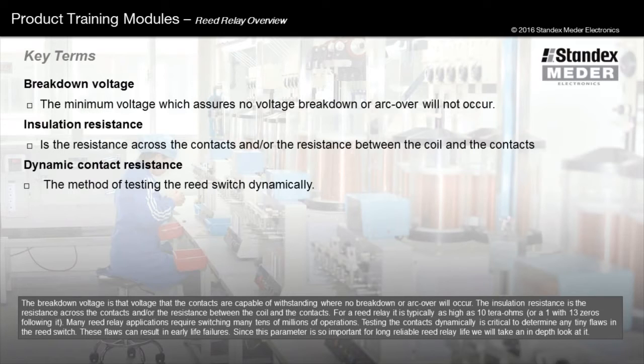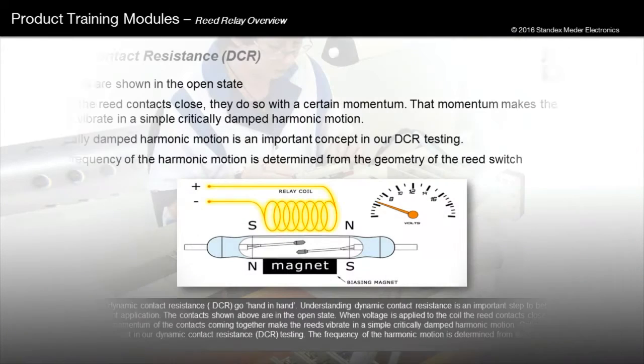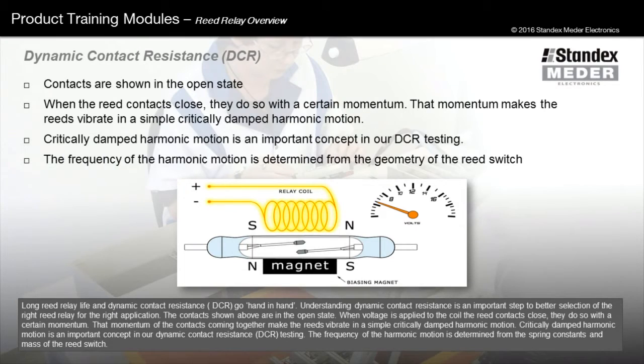Many reed relay applications require switching many tens of millions of operations. Testing the contacts dynamically is critical to determine any tiny flaws in the reed switch. These flaws can result in early life failures. Since this parameter is so important for long, reliable reed relay life, we will take an in-depth look at it. Long reed relay life and dynamic contact resistance go hand in hand. Understanding dynamic contact resistance is an important step to better selection of the right reed relay for the right application.